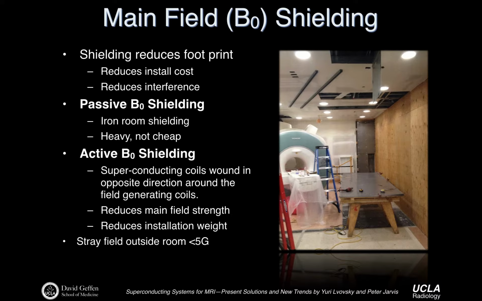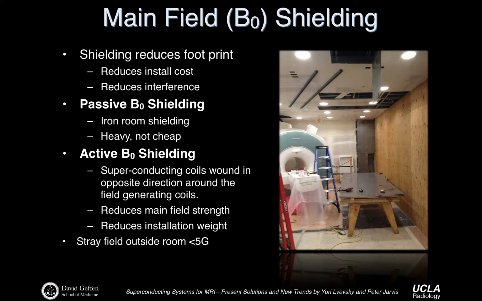And they just form magnetic shielding such that the B0 field that you need for your MR experiment isn't getting too far into the hallway or to the room above you, and these kinds of things. And so that can reduce the installation cost, meaning you don't need a giant room to host this system, and of course reduce interference of your MR system with things that are outside of it. We just call this passive B0 shielding, and we just throw up iron all over the room.